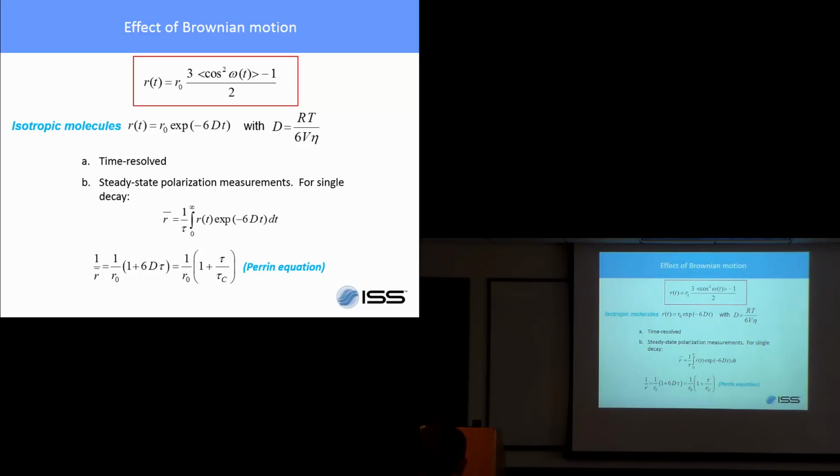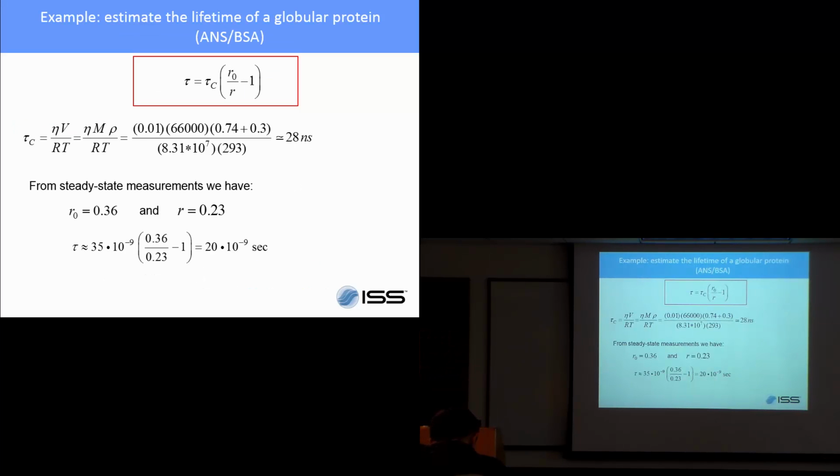And this is interesting because by measuring the anisotropy, we can actually evaluate the lifetime. So by measuring a parameter that is just a steady state parameter, we can actually know something about the decay time of the molecule in the nanosecond scale, so in the 1 billionth of a second. And this is just an example for a protein, and ANS, when it's linked to BSA.